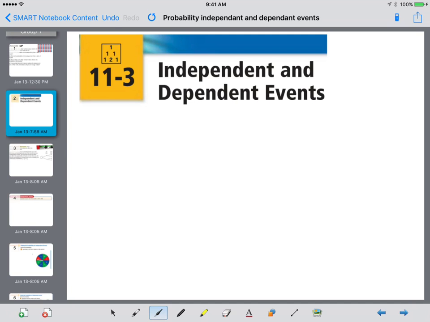Welcome to this lesson on independent and dependent events. Still dealing with probability. We're going to talk about what it means to be an independent event and what it means to be a dependent event as we discuss probability.